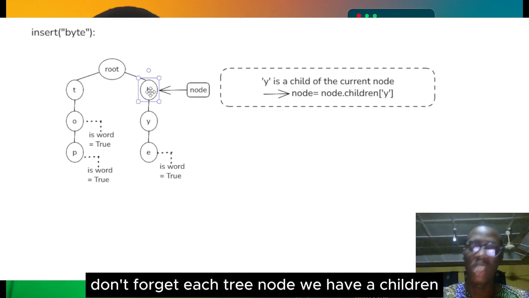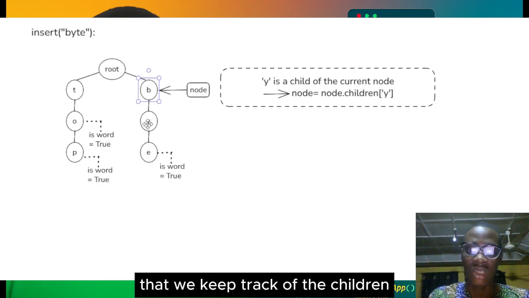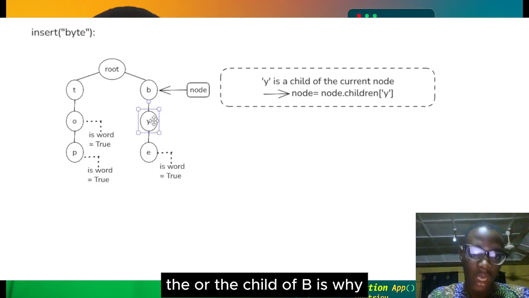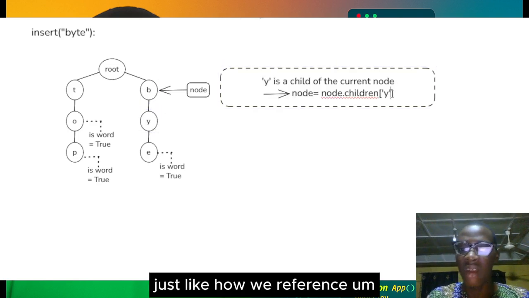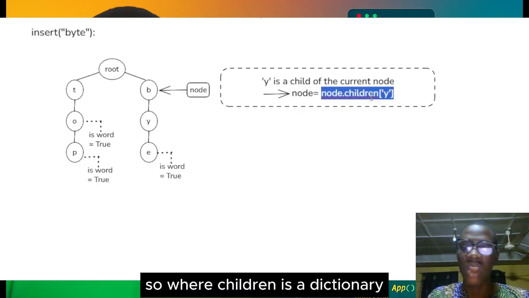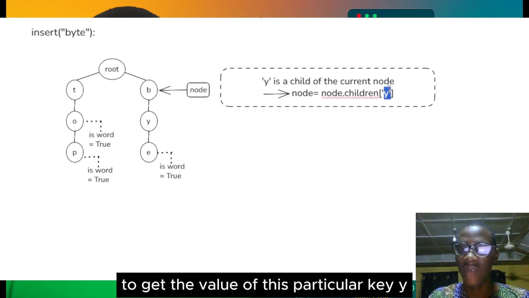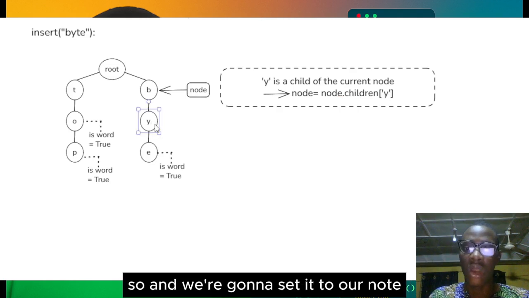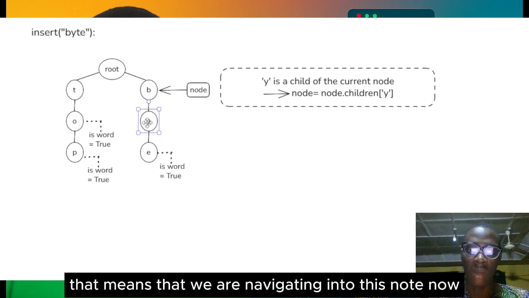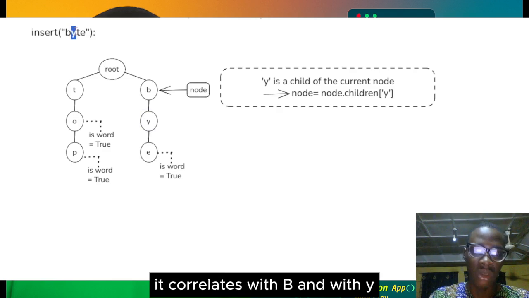Don't forget, each tree node has a children data structure, so that we keep track of the children. Visually we can say that the child of B is Y. We reference it just like how we reference a value in a dictionary, by saying node.children, where children is a dictionary. Then we perform this selection to get the value of this particular key Y and set it to our node, so that becomes our current node. That means we are navigating into this node now because it correlates with Y.